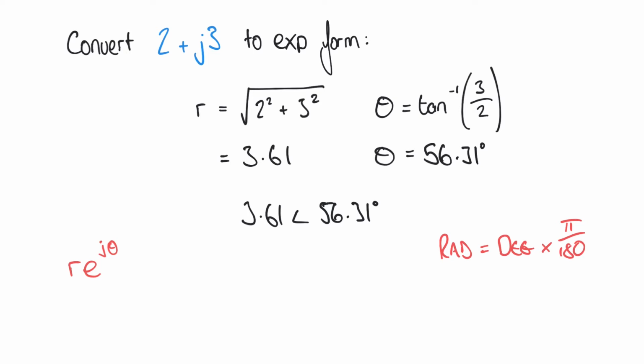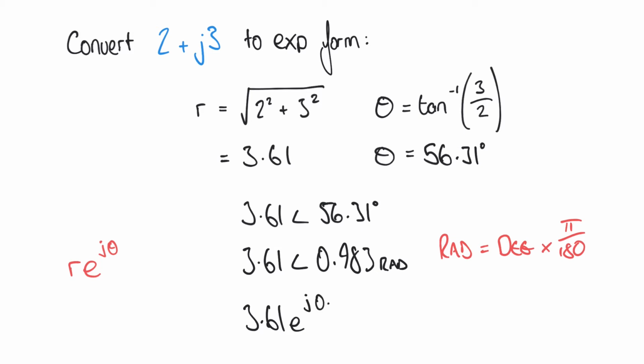If that's the case, then we can make our conversion here to say that in radians, our polar form would have been 3.61 at an angle of 0.983 radians. And so finally, entering that into the form that we see to the left, our exponential form, we'll have 3.61 e to the power of j 0.983.